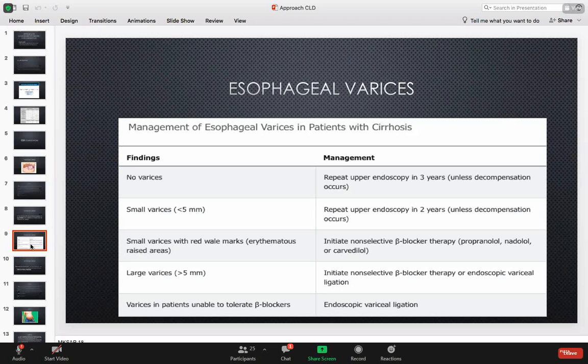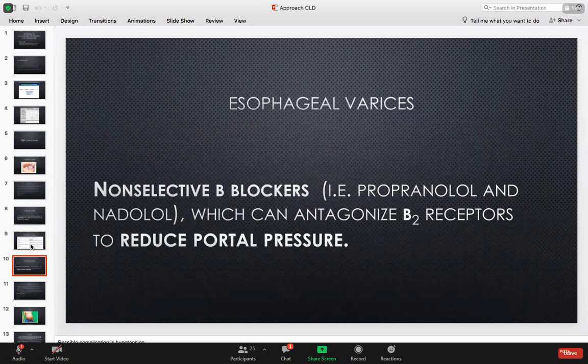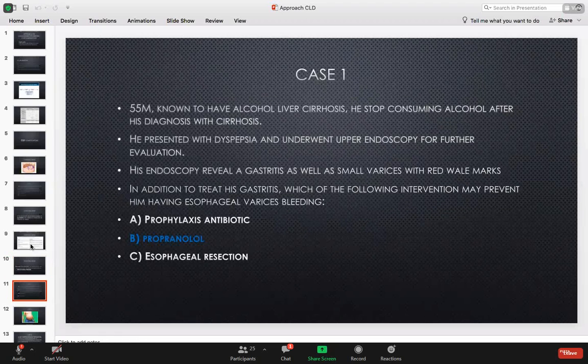with endoscopic intervention. Okay, so the non-selective beta blockers like propranolol and nadolol can antagonize the beta-2 receptors to reduce the portal pressure, okay? So the answer would be the initiation of the propranolol. Any question about varices bleeding?